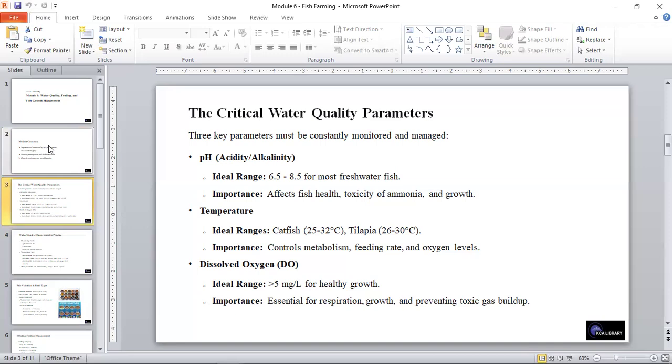So another parameter is the dissolved oxygen. The ideal range is greater than 5 milligrams per liter for healthy growth. The importance of this is it is essential for respiration, it is essential for growth, and it helps to prevent toxic gas buildup.